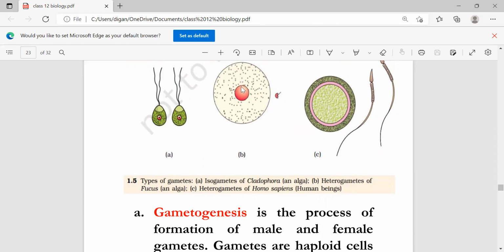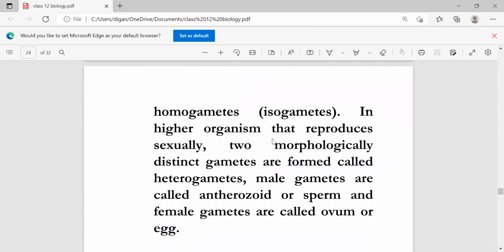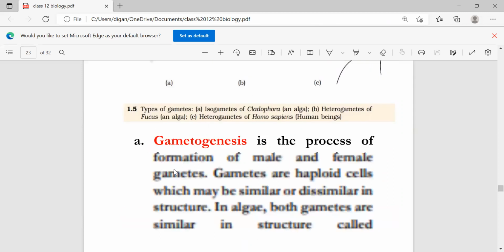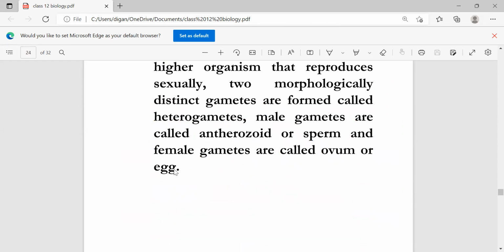In some, this is female and this is male. Female is larger, male is smaller. This is called anisogametes. And here this is female, which is non-motile, and this is male, which is motile, and this is found in human beings. In higher organisms that reproduce sexually, two morphologically distinct gametes are formed, called heterogametes. So 15b is an example of heterogametes, 15c is also an example of heterogametes, and the 15a diagram is an example of homogametes. Male gametes are called antherozoids or sperm, and the female gametes are called ovum or egg.